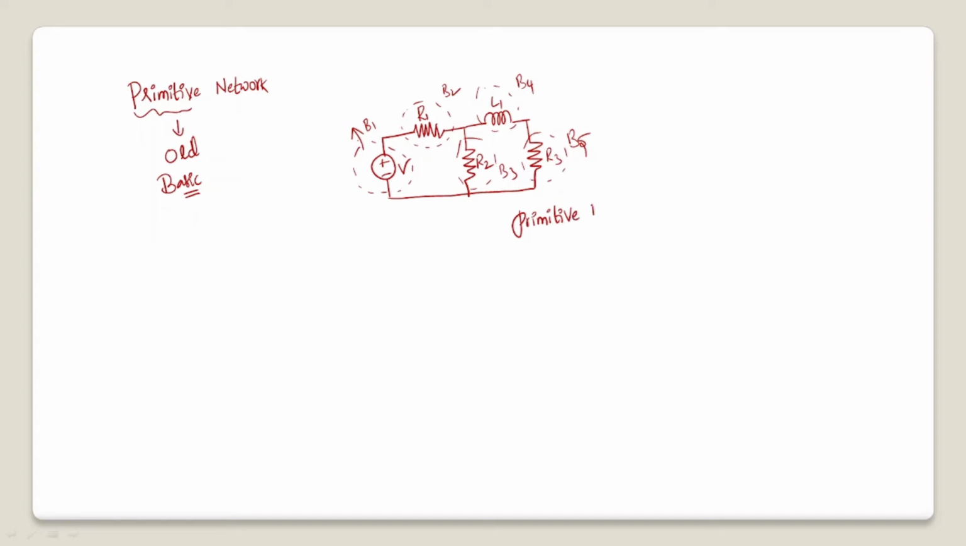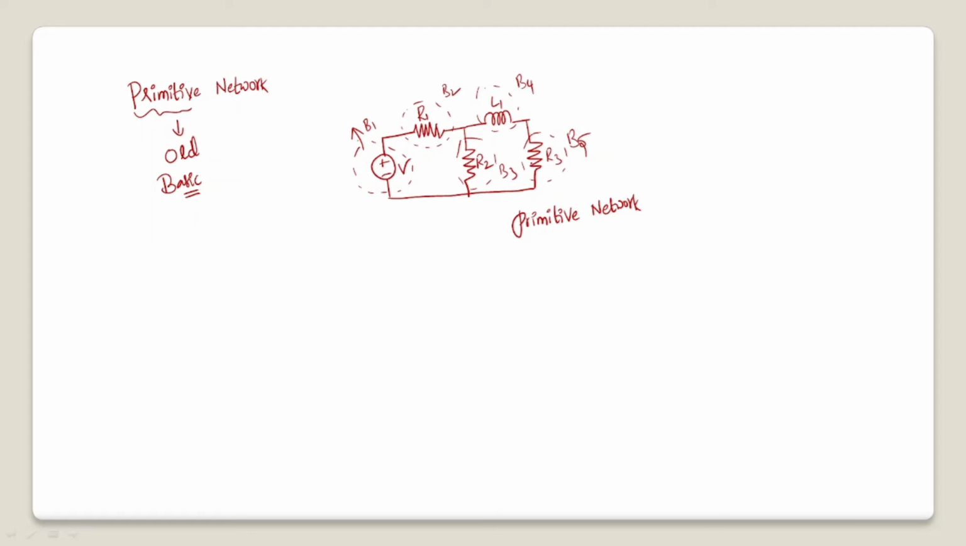The reason we call each and every branch a primitive network is that without any single branch here we cannot form a complete circuit or a complete network. So for this example, each and every branch from B1 to B5 can be considered an individual primitive network. This is one example from which you can understand the primitive network.